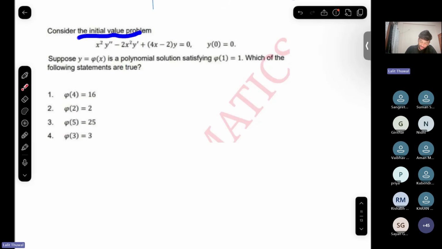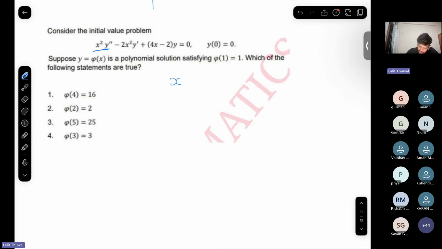Consider the initial value problem. This has been given: x square y double dash minus 2x square y dash plus 4x minus 2y equal to 0. Suppose phi x is a polynomial solution. It means it has a polynomial solution satisfying phi 1 equal to 1 and phi 0 equal to 0. Which of the following statements are true? So is x a solution because phi x equal to x also satisfies that? No, x is not a solution. You can check it by putting it in, because this becomes 0 and this becomes 2x cube, 4x. No, it's not a solution, right?